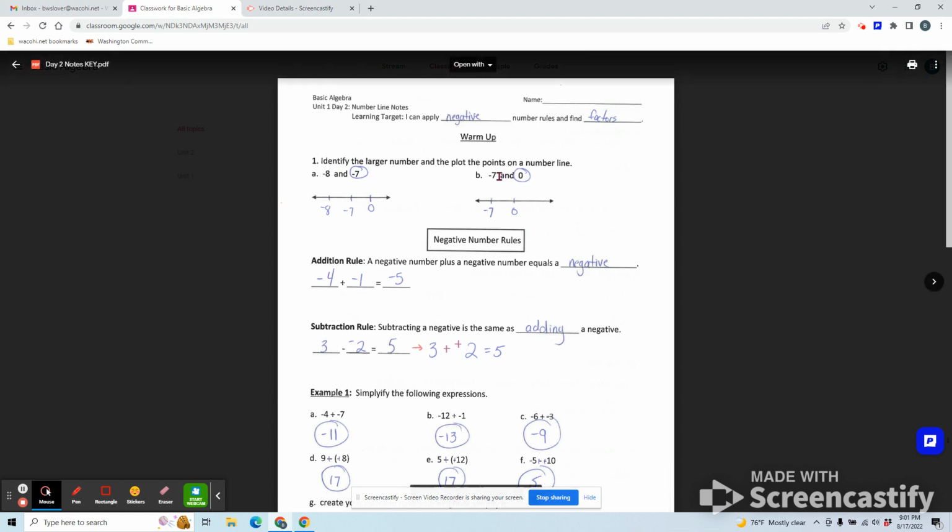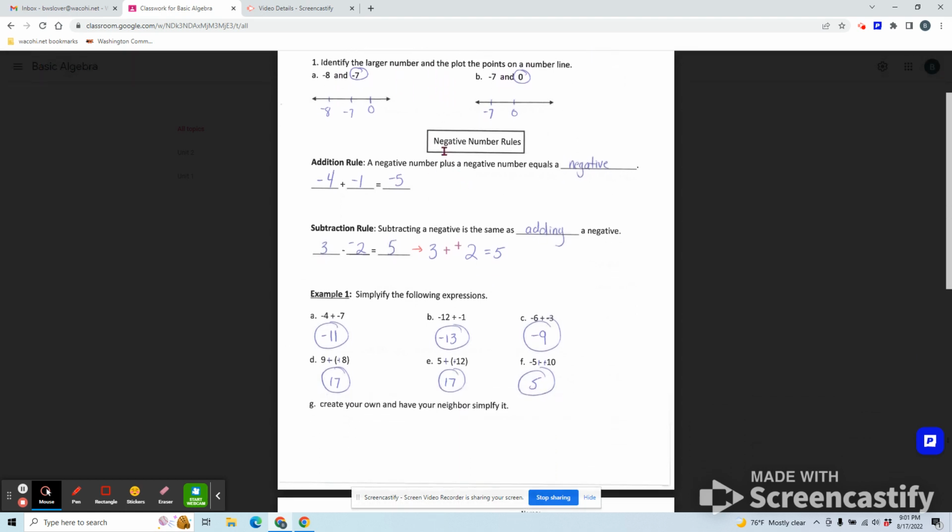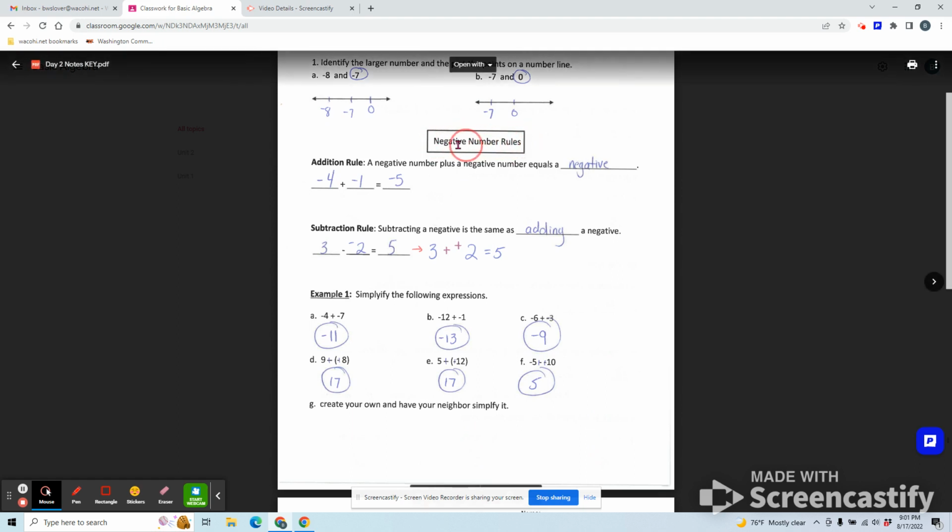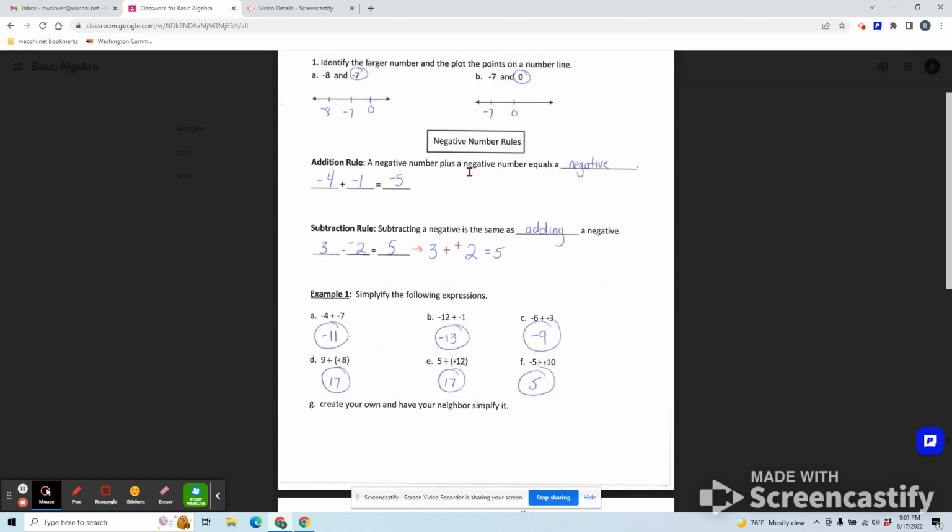So the first one was just reviewing what we did yesterday about number lines. And here's where we're going to get into the main idea, negative number rules. So, addition rule: a negative number plus a negative number equals a negative. -4 plus -1, so two negative numbers, is going to equal a negative number.